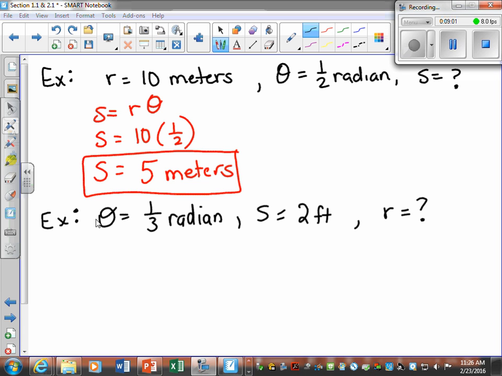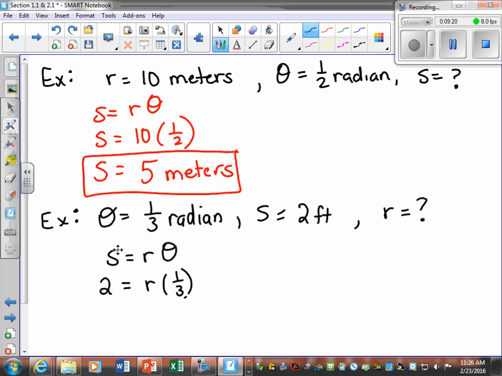Okay, this next problem, I give you your theta, and this time we know S, but we're looking for the radius. So we start with our formula. We plug in all our given information, so I know that S is 2, R I don't know, my theta is 1/3. If I'm solving this for R, we're going to multiply by the reciprocal, which is 3, so whatever you do to one side, you do to the other, and you would get 6 is equal to R. So let's say 6.